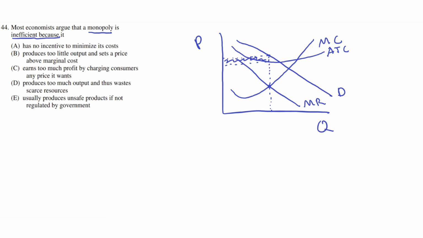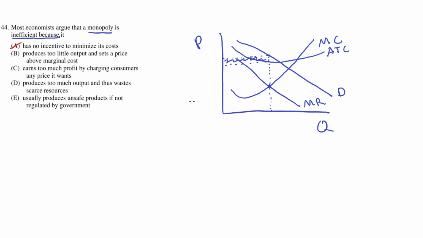So now let's look at what the answer choices say. A. Has no incentive to minimize its costs. This is incorrect because every firm has an incentive to minimize its costs, not just a monopoly. This isn't the reason why a monopoly is inefficient. So A is incorrect. B. Produces too little output and sets a price above marginal cost.